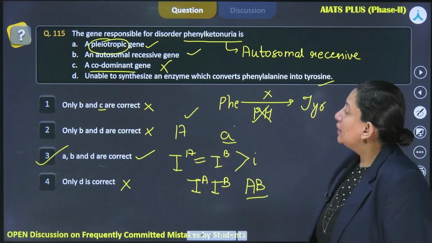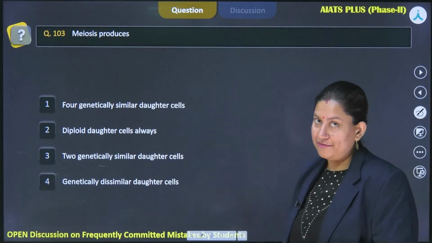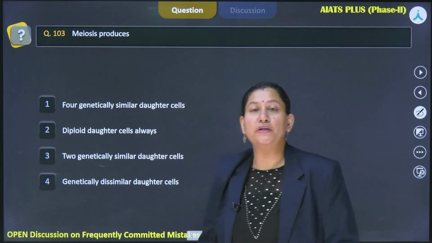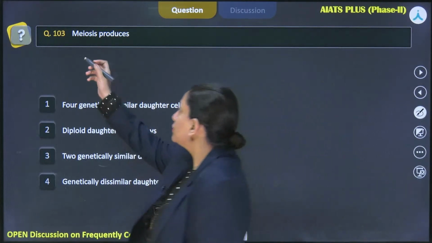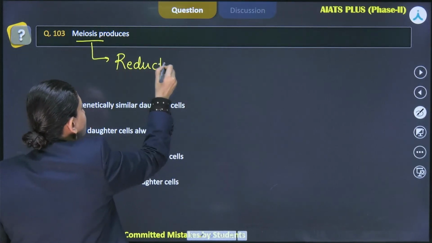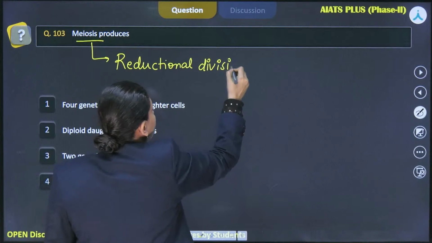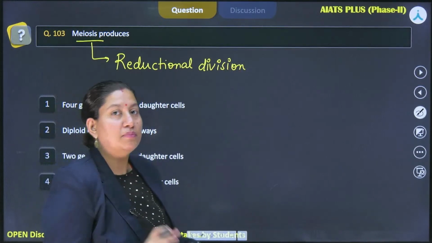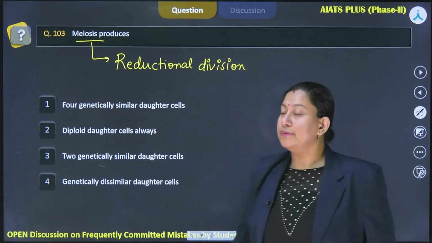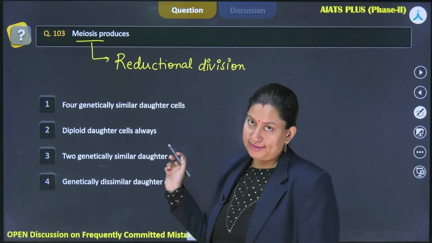All right. So moving ahead, we have another question, and this time it's a topic from 11th, that's cell cycle, and it says meiosis produces, right? So when we talk about meiosis, we know certain features, like this is a reductional division, in which whatever ploidy the mother cell is having is going to get reduced to half in the daughter progenies, right? So over here it says meiosis produces 4 genetically similar daughter cells, right?